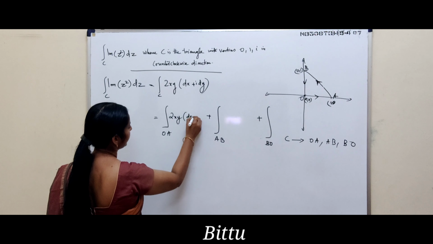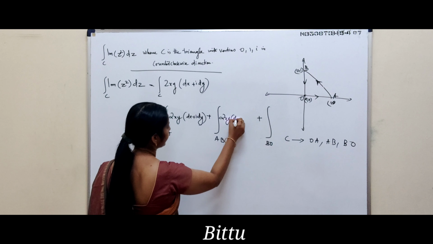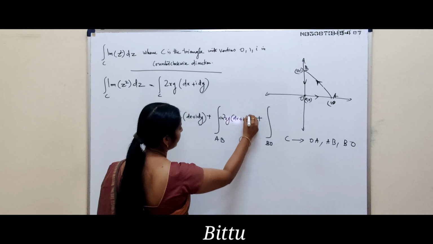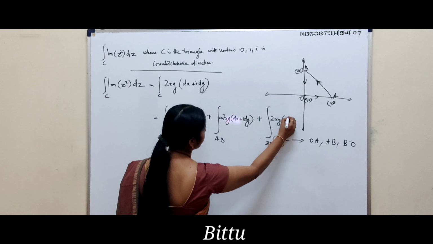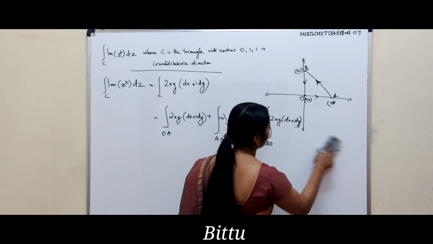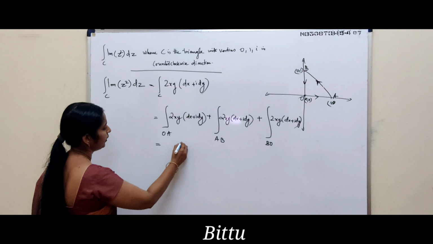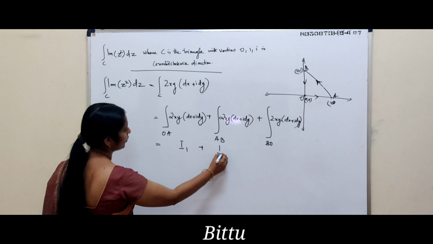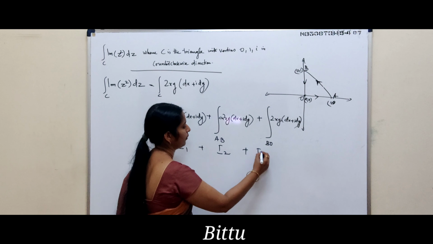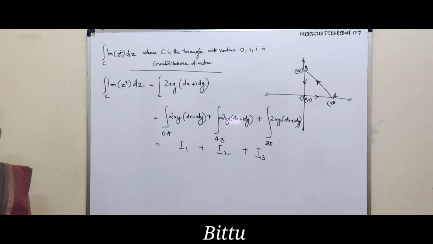2xy dx plus i dy, 2xy into dx plus i dy, 2xy into dx plus i dy. Now the given integral is split into three integrals. Let it be I1, I2 and I3. Next we have to evaluate I1, I2, I3 separately. Next, evaluation of I1.